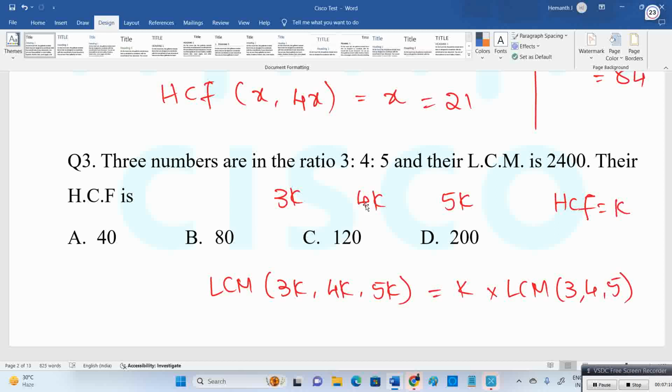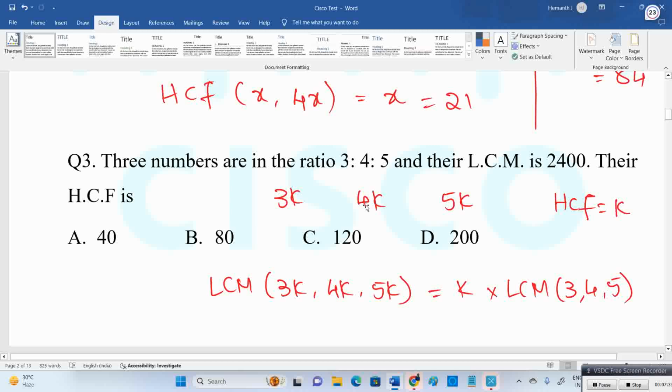For LCM of 3, 4, 5, what is the basic method? Write each given number as a prime number power: 3 as 3 power 1, 4 as 2 square, 5 as 5 power 1. We have to write all prime numbers for the LCM, each with its highest power: 2, 3, 5. So anyhow it is 3 into 4 into 5 only.